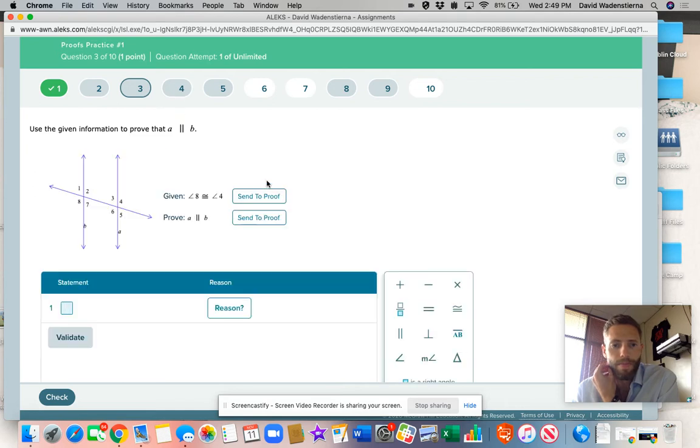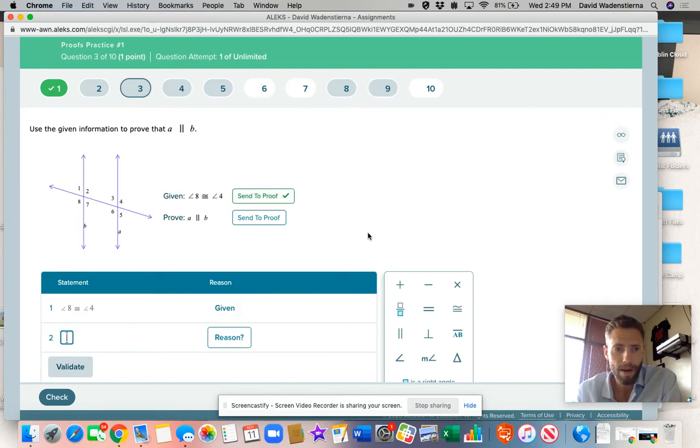All right, let's go over to number 3. Here's the proof setup. ALEKS makes it kind of nice. You can send the first given to the proof just by clicking send to proof, and it sends it right there. I'm trying to prove A is parallel to B. I have 8 and 4 as congruent already. So it makes sense that I'd want to show that 8 and 6 are congruent, and if I can show that, then I could use the converse of the corresponding angles theorem to show that the lines are parallel.